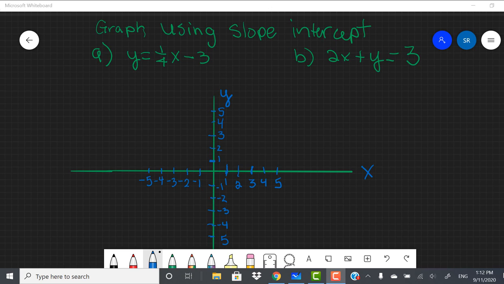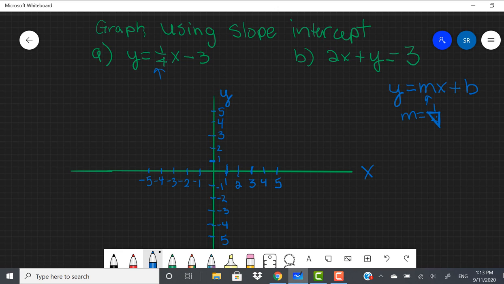You'll remember slope-intercept form is y equals mx plus b. And look at that, it's already in that format. So that's going to help us with our graph. We know the slope is 1/4 because the slope is right there and we have 1/4 right there.